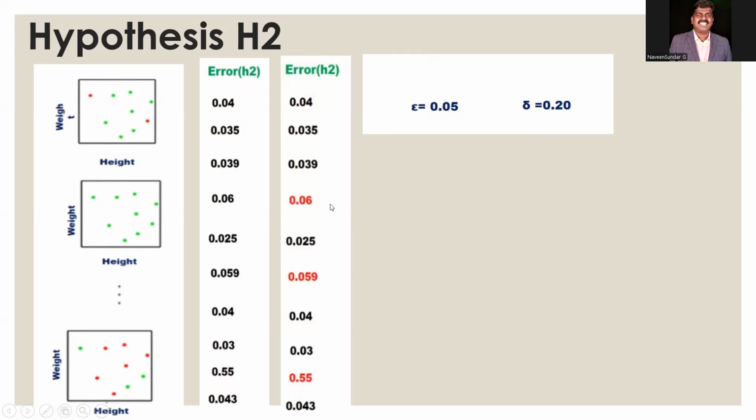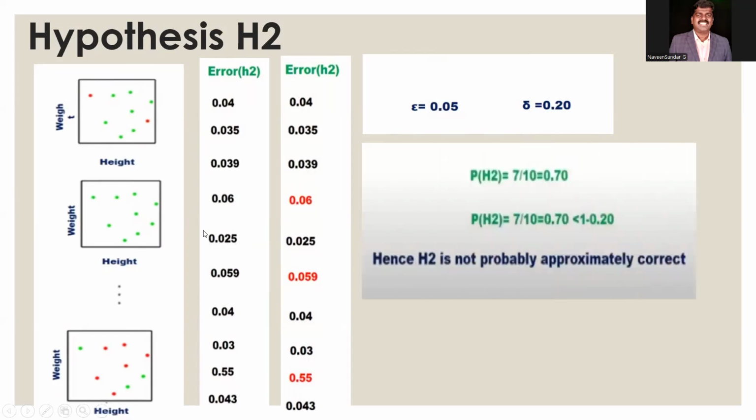When we take all the values, which are abnormal, that is more than 0.05, that is 0.06, 0.059, and 0.55, which is also very high. All these three we can say are abnormal. So the total number of data elements we can put as 10, and out of 10 we have three values which are mismatched. So 10 minus 3 is 7, so we can put 7 by 10.